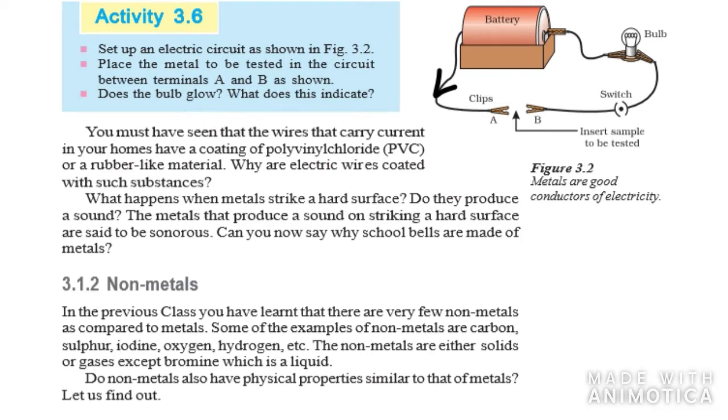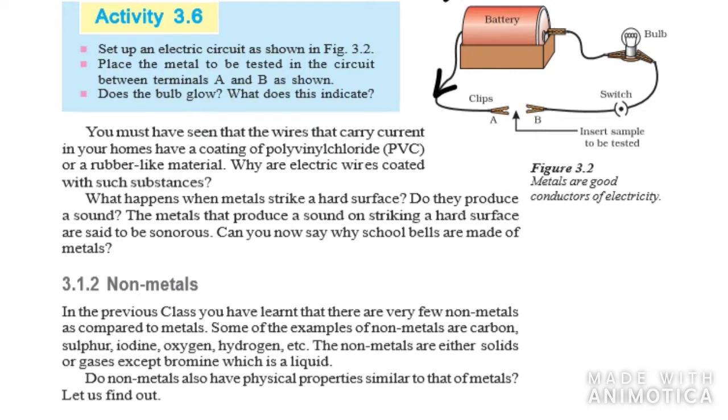Suppose the first thing we take is a key, and the second we take a wood piece. In the case of the key, as you know, the key is made up of metal, so it can conduct electricity and this bulb will glow. But if we take wood, then the bulb will not glow. Why? Because wood is a bad conductor of electricity.